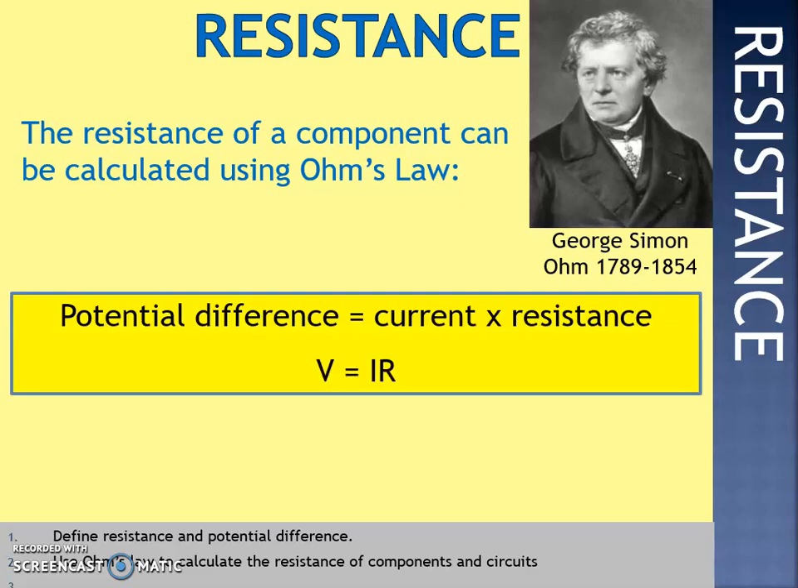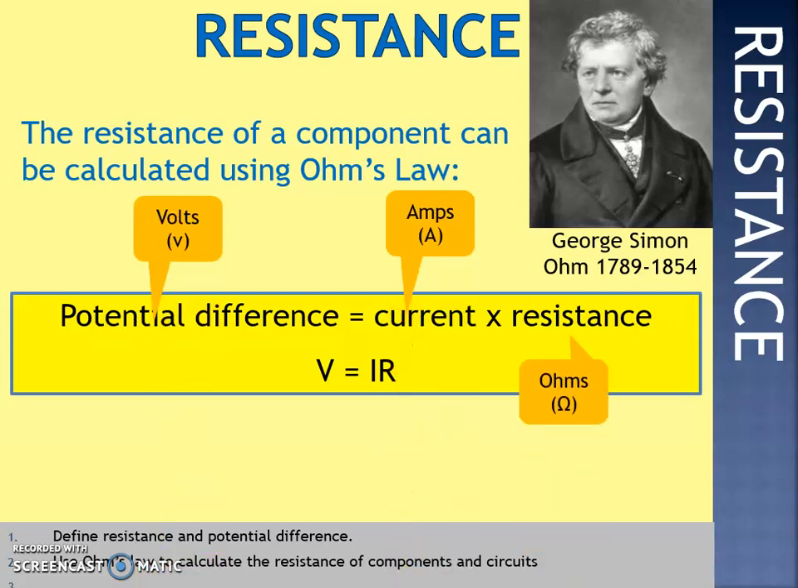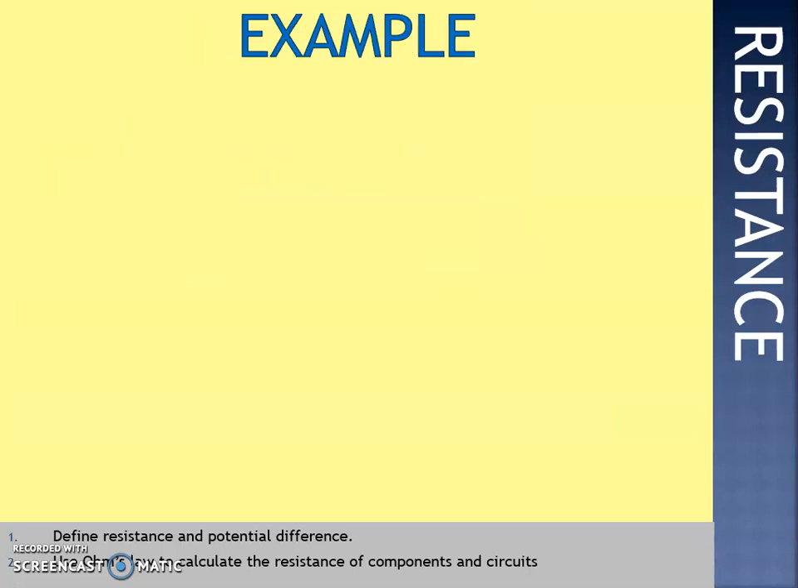Ohm's Law is this: potential difference equals current times resistance. Normally we just state it as V equals IR. V is the way we'd say potential difference, I for current, R for resistance. So V equals IR: voltage, or potential difference, is current times resistance. Potential difference is measured in volts, current in amps, and resistance measured in ohms. And there's the symbol for it, the Greek letter omega. So, a couple of examples.